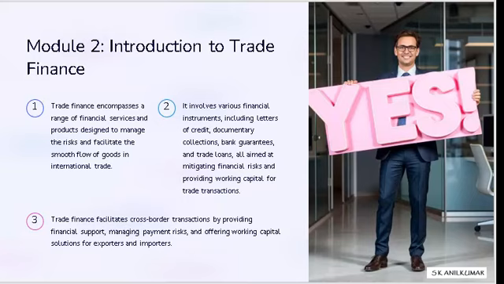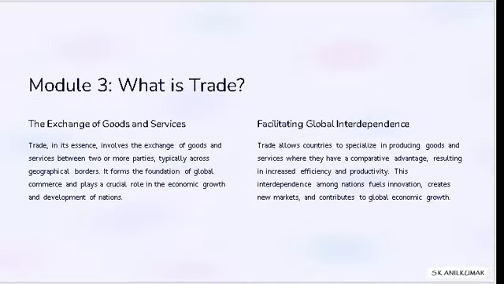Trade finance facilitates cross-border trade because cross-border trade is more risky than a domestic trade. These instruments or the services provided by the bank support and manage the payment risks and offer finance for the various stages to the buyers and sellers.